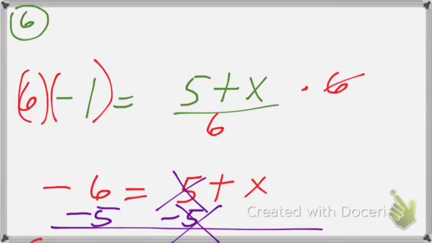Okay. Did somebody get it? Negative 6 minus 5? Negative 11? Okay. My screen was frozen, so I couldn't really see what they were writing.